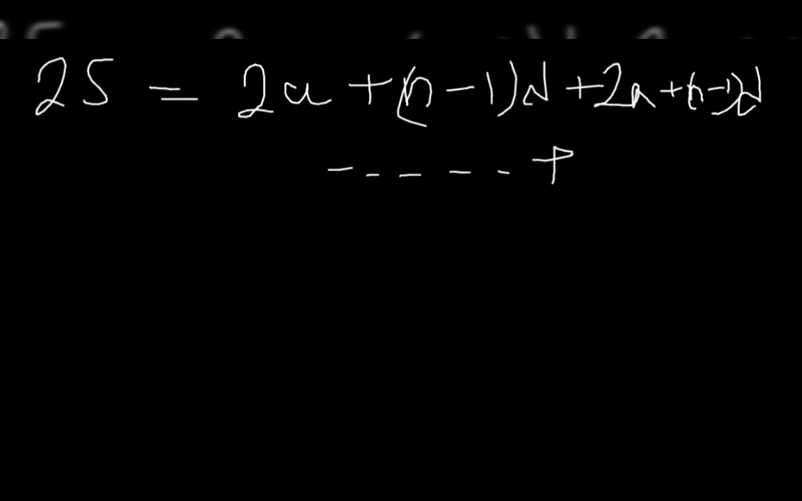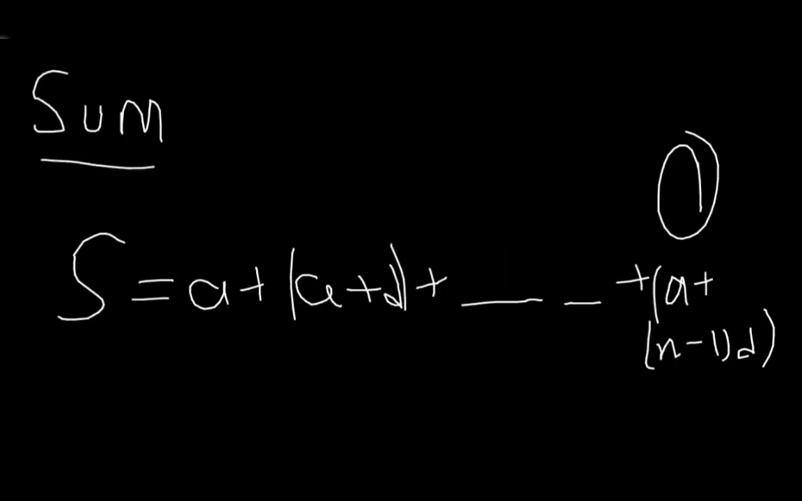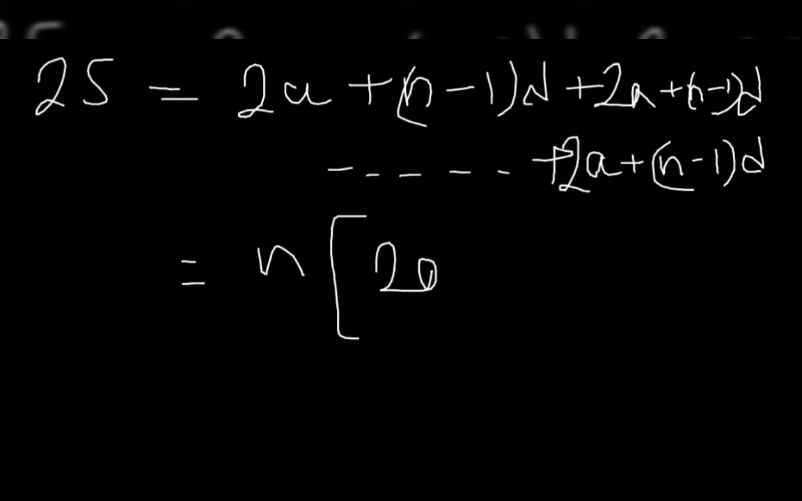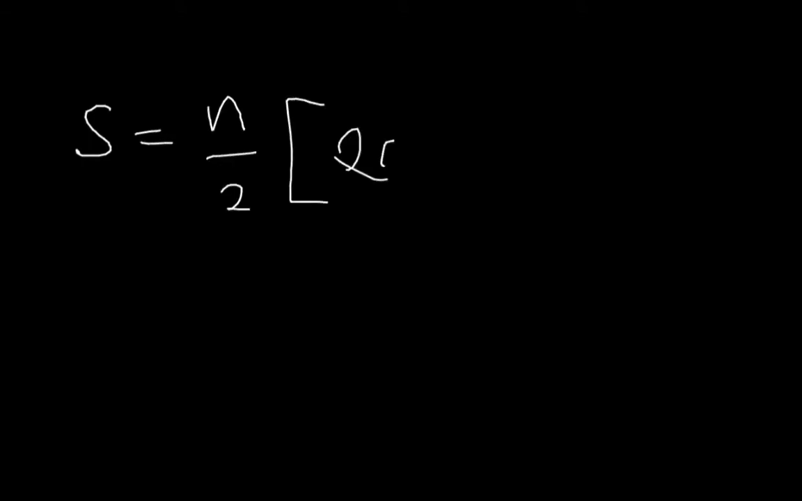Let's go to the last term now. Here it is a, and here it is a plus (n minus 1)d. So again it is coming to a plus (n minus 1)d. So how many times is it appearing? It is an n term series, so it will be nothing but n into (2a plus (n minus 1)d). And if I bring the 2 here, S becomes nothing but n by 2 into (2a plus (n minus 1)d).